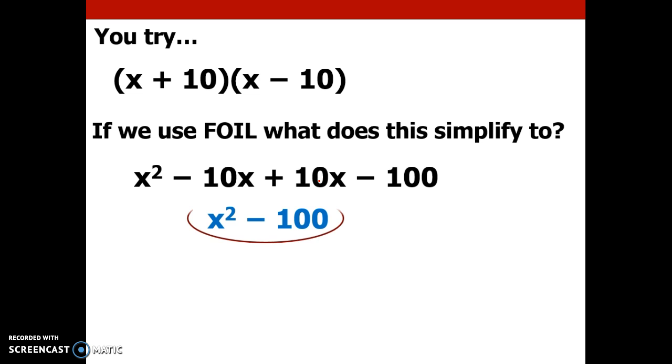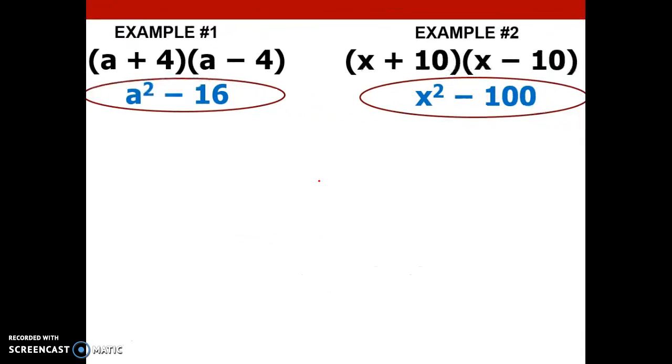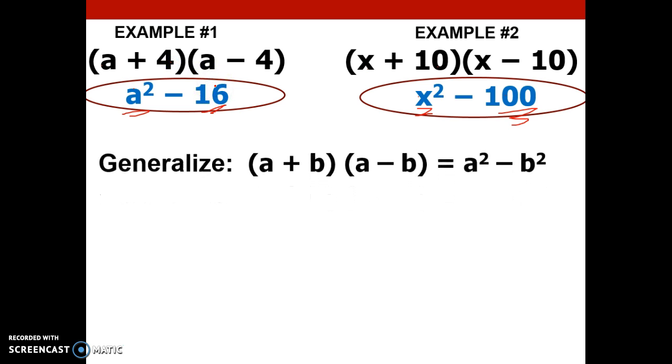Mr. Guy, what's going on here? This is kind of weird. This is the pattern we like to call a difference of squares. You should kind of notice these up here. And you should notice that this and this and this and this, where are these numbers coming from? Well, x to x squared, 10 to 100, a to a squared, 4 to 16. Hence why we call it a difference of squares.